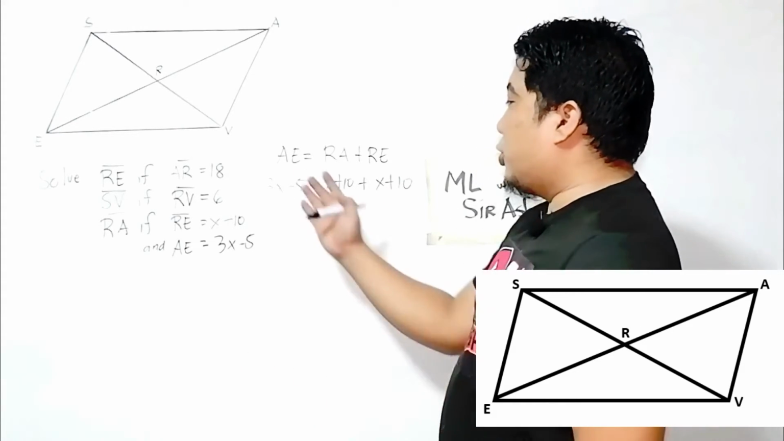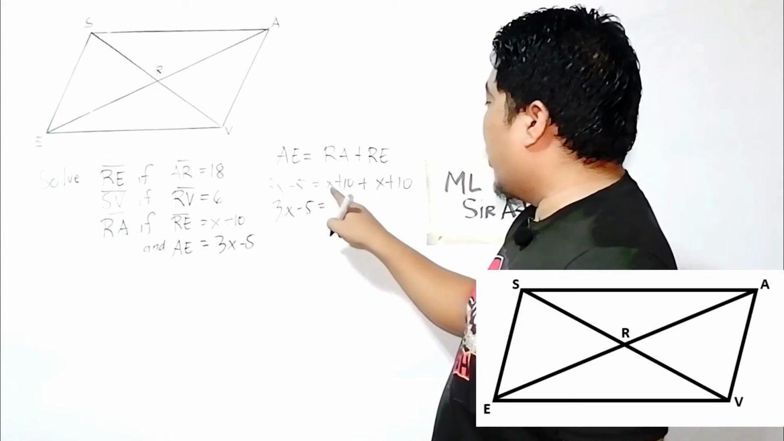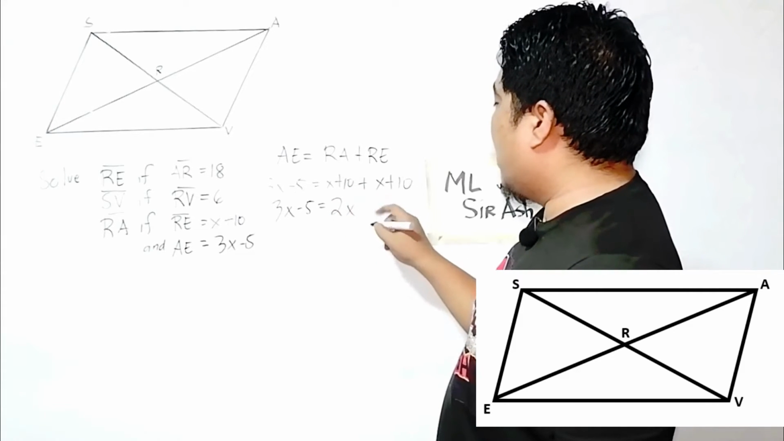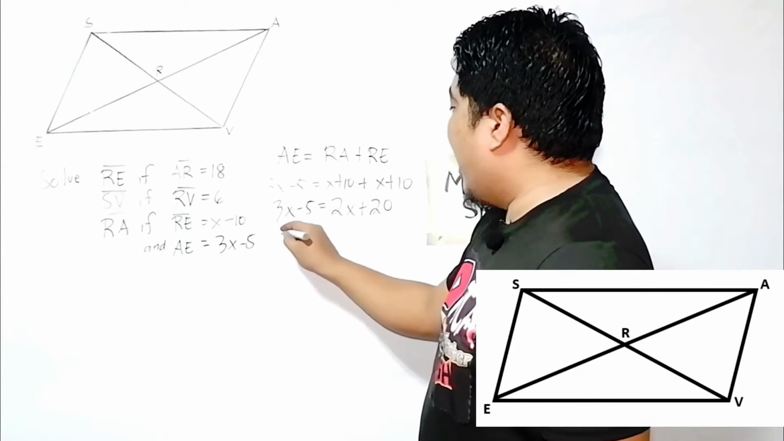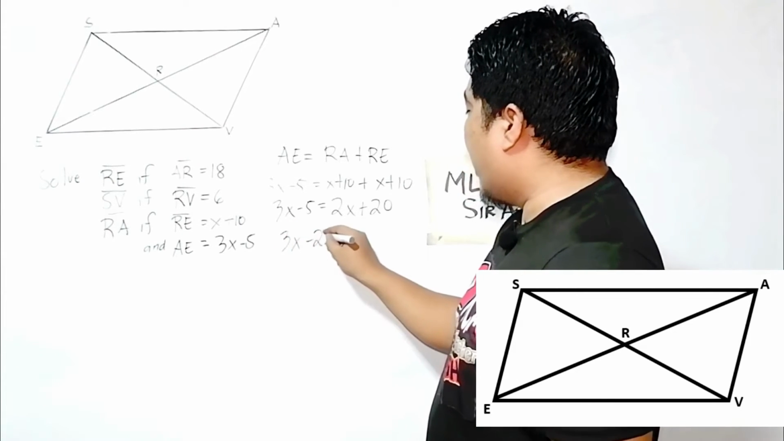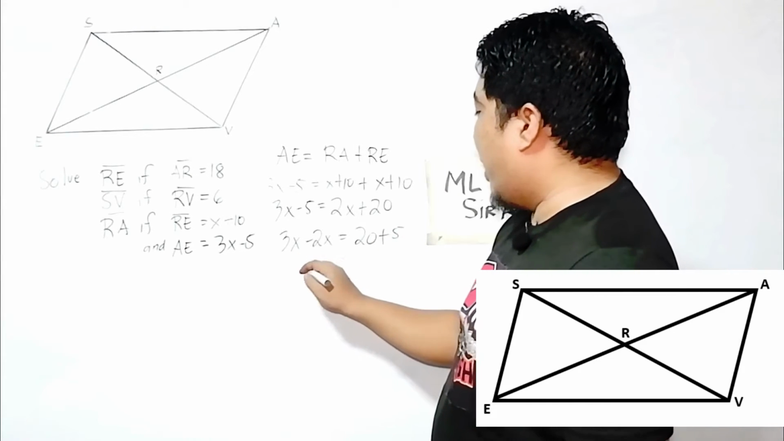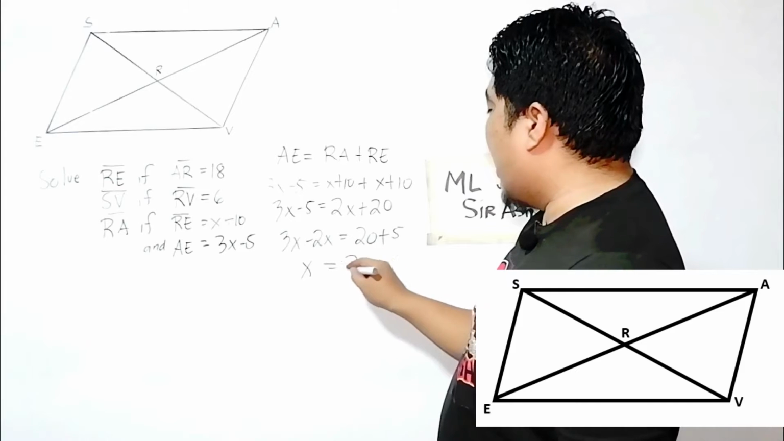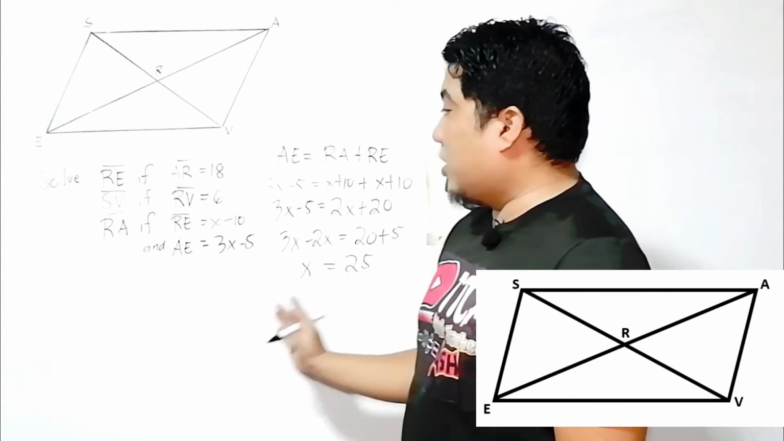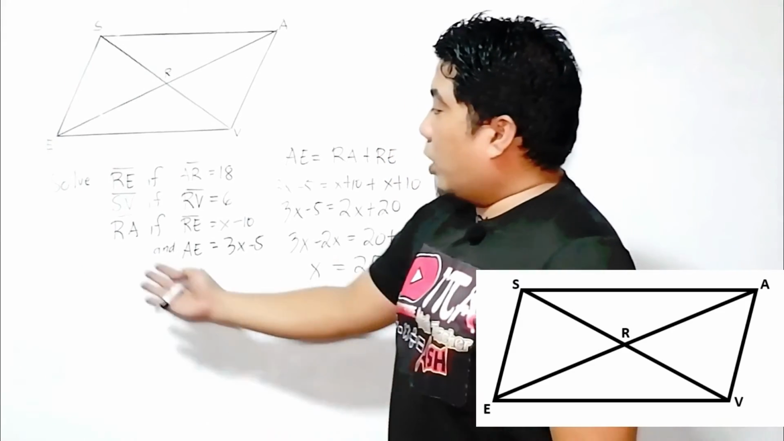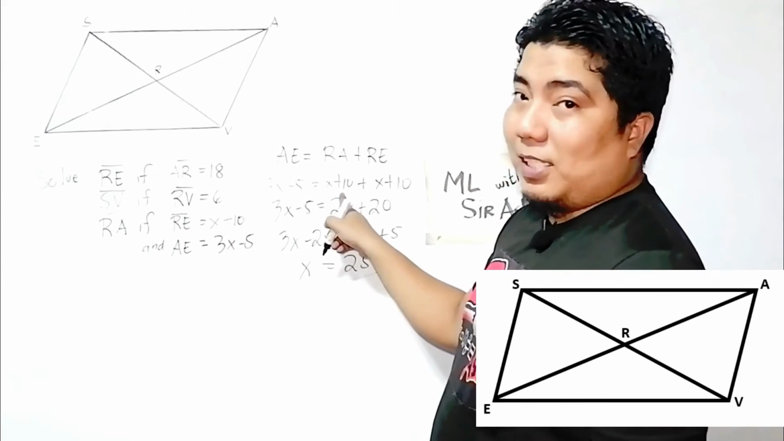Okay, now my dear math learners, we need to simplify this one, and we will have 3x minus 5 is equal to x plus x. We have 2x, and this will become 10 plus 10, that is 20. By simplifying, combining like terms, we have 3x minus 2x equals 20 plus 5. So 3x minus 2x, that is x. 20 plus 5, that is 25. So this is the value of our x. But that doesn't answer the value of our RA. So what we will do is we substitute the value of x to our given expression, x plus 10.